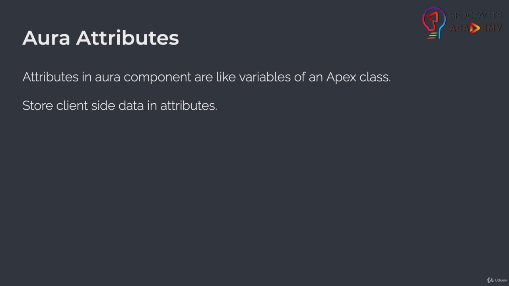Your Aura components can have attributes, and these attributes make your component more reusable, and they are mostly used to store the client-side data. And by client-side I mean the browser here. We can say that an Aura attribute is somewhat similar to the variable in an Apex class. You can store some values in these variables and you can access them wherever you want, and you can change the value of these variables, and based on that you can run your own computations.